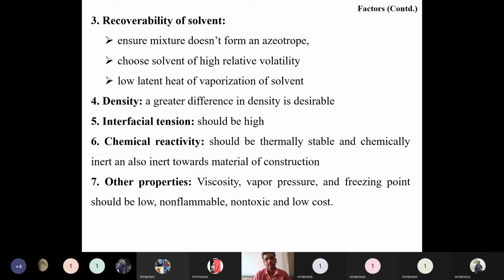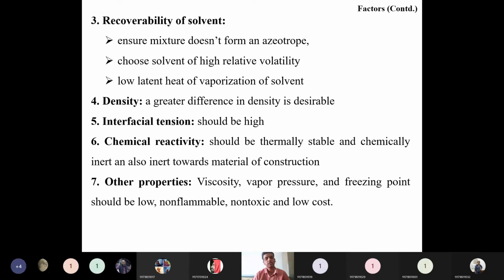Then density, the difference between the densities should be large enough. Why? Because if it is large enough, the decantation or settling process will be very easy. Then interfacial tension should be very high. If the interfacial tension is very high, the dispersion of the dispersed phase into the continuous phase will be larger, because the interfacial tension between the two immiscible liquids should be high.